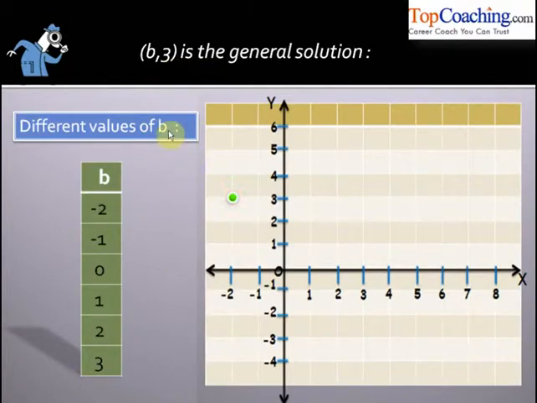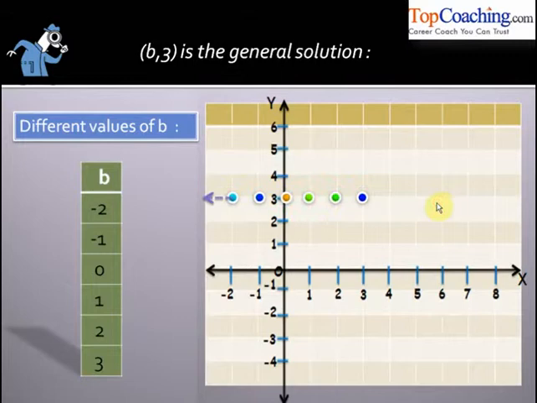So the first point is minus 2 comma 3. Your b is equal to minus 2 and the y coordinate remains 3. The second point is minus 1 comma 3 because again b is equal to minus 1. If we take b to be equal to 0, then we get this point which is 0 comma 3. If we take b to be equal to 1, we get this point which is 1 comma 3. If we take b to be equal to 2, we get the point 2 comma 3, and if we take b to be equal to 3, we get the point 3 comma 3. Now for different values of b, we get such kind of points.